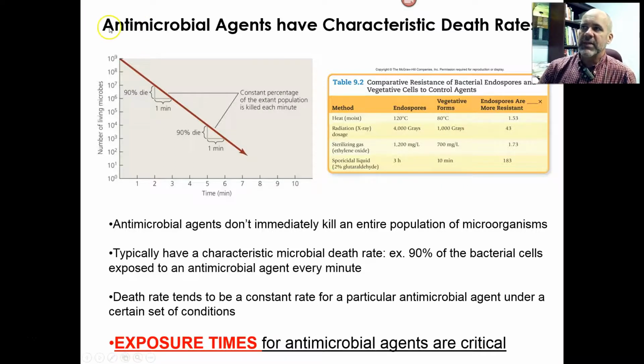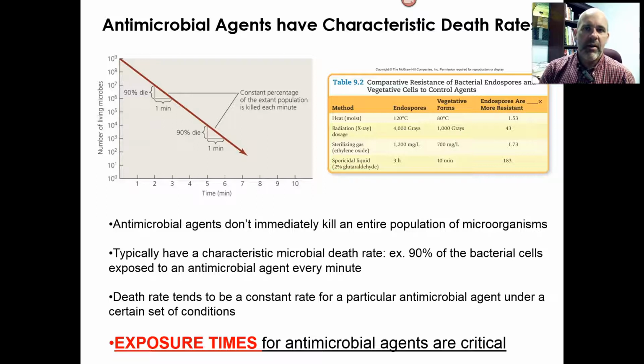All right, another concept with these antimicrobial agents that we'll be talking about in this chapter, they have characteristic death rates. So a death rate is basically how long it takes to kill a particular percentage of the population. So basically the take-home message here is just because you spray a disinfectant on a surface, or just because you put something into an autoclave to sterilize it, sterilization, disinfection, these things don't happen immediately.